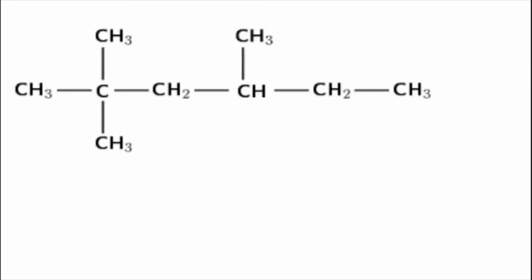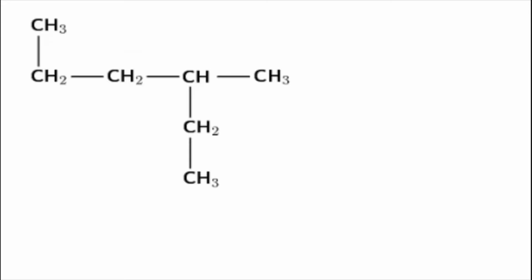Now, given the structure, find the name. So we know there's 1, 2, 3, 4, 5, 6 carbons in the longest chain, and there's 2 methyl groups on the second carbon, and 1 methyl group on the fourth carbon. So the naming is 2,2,4-trimethylhexane.